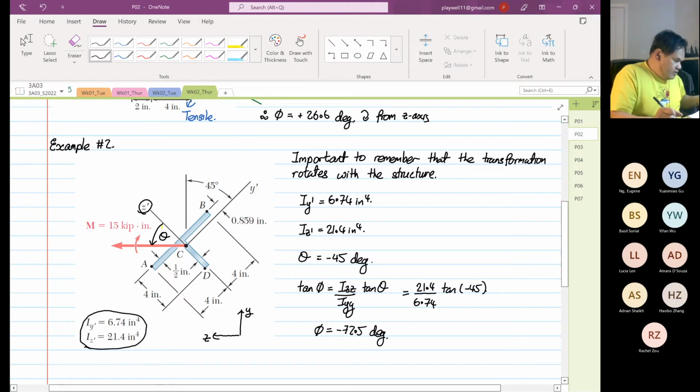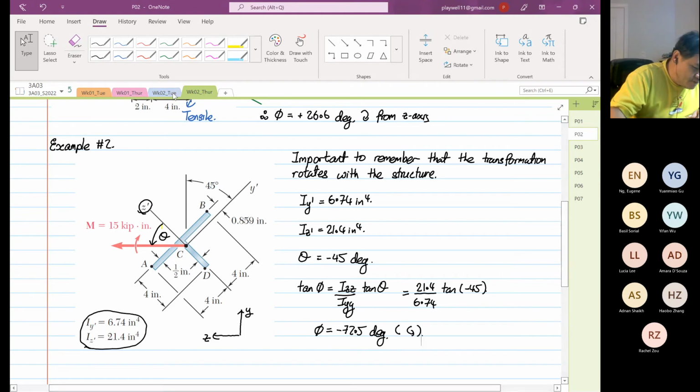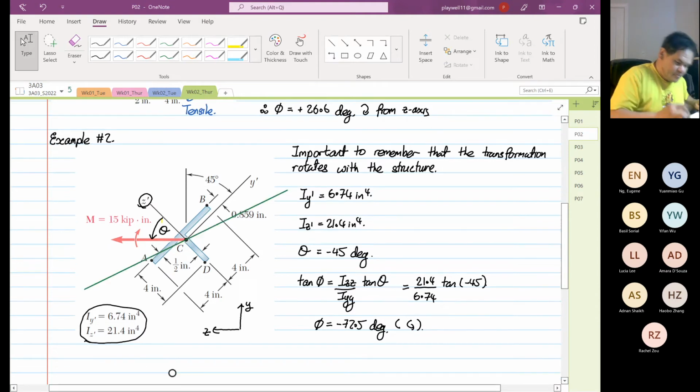Okay, so minus 72.5 degrees means the neutral axis is going to rotate in a counterclockwise direction. Okay, so now where is this 72.5 degrees? Okay, so I'm going to draw the actual position of the neutral axis. Okay, so 72.5. Okay. So this is the orientation. So this is the position of the neutral axis.